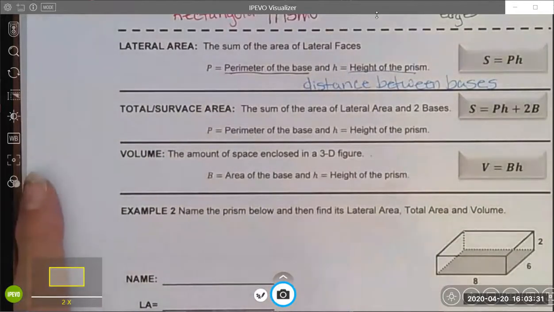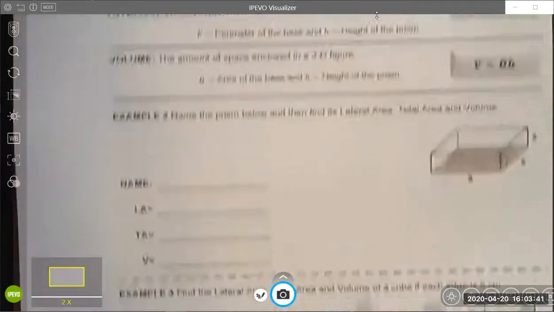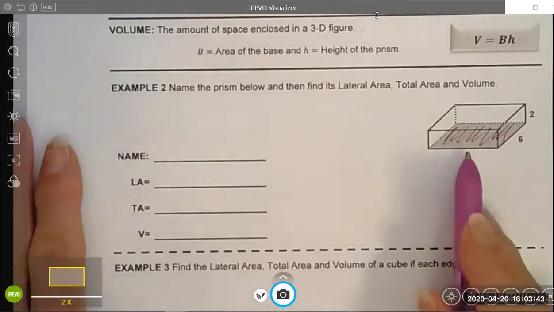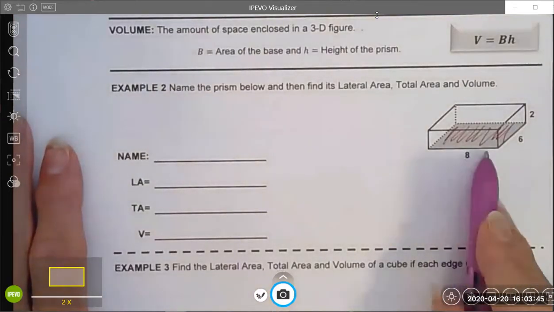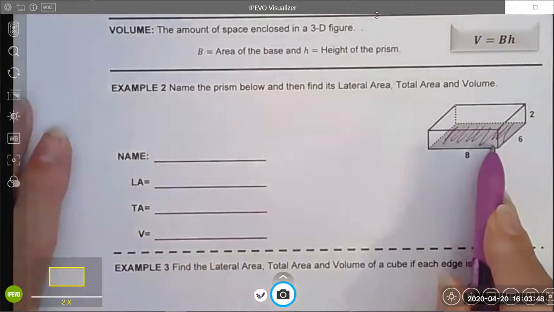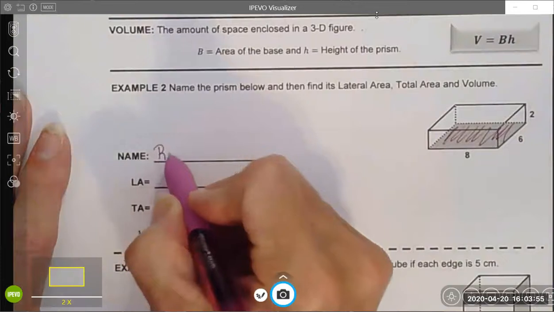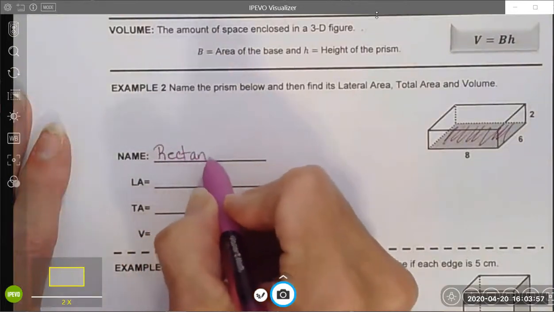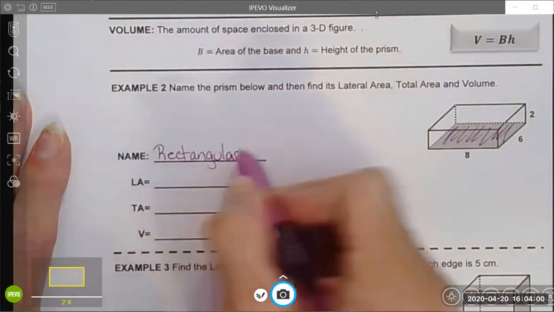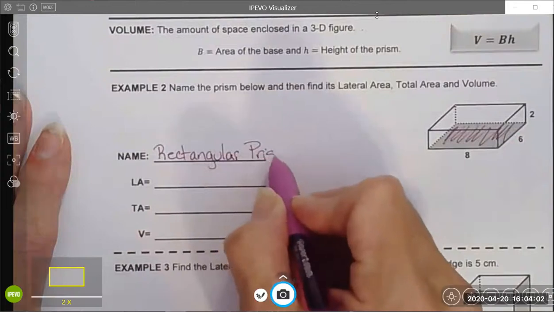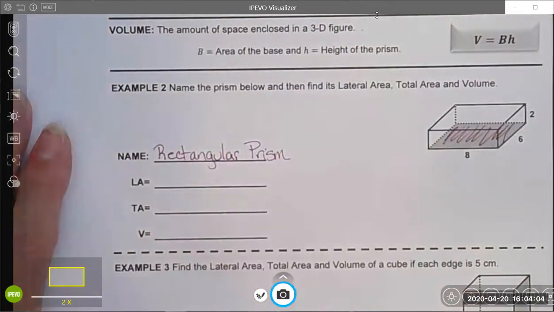So let's start by identifying the base. The base in this case has already been shaded in for us as promised. And so if I recognize that this is a rectangle, and I can tell that because it's 8 by 6, and we're only dealing with regular prisms in this lesson. So this is going to be a rectangle, and that allows me to know my shape. A rectangular, y'all know me, spelling's a challenge. This is a rectangular prism.